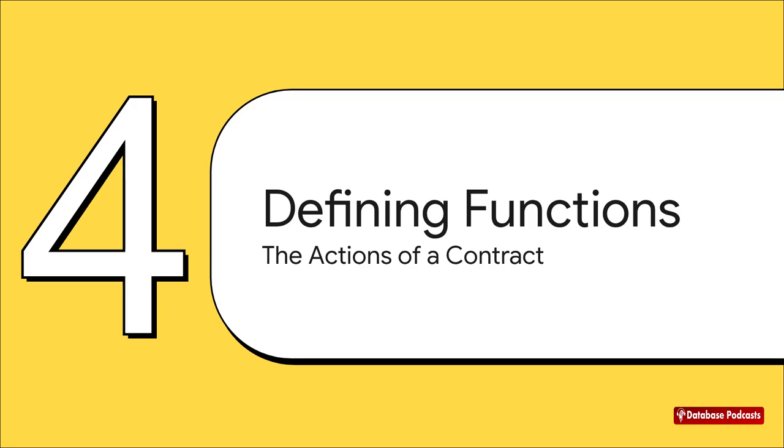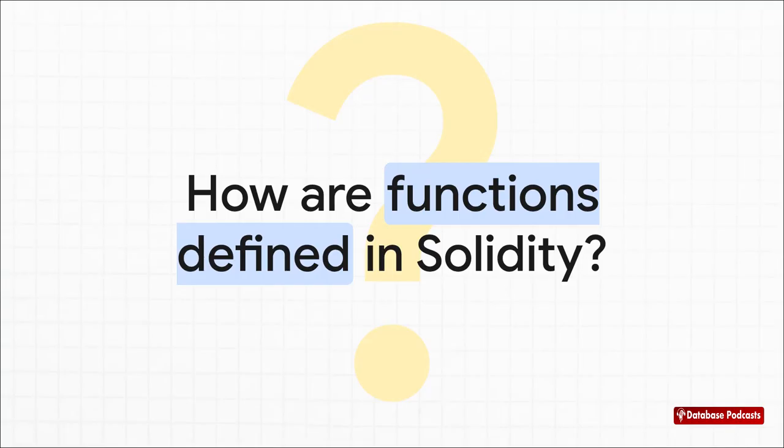All right, let's look at how we package all that logic into neat, reusable blocks. Functions are really the verbs of a smart contract. They're the actions. They take all that logic we've been talking about and bundle it into callable tasks like transfer tokens or update this record.